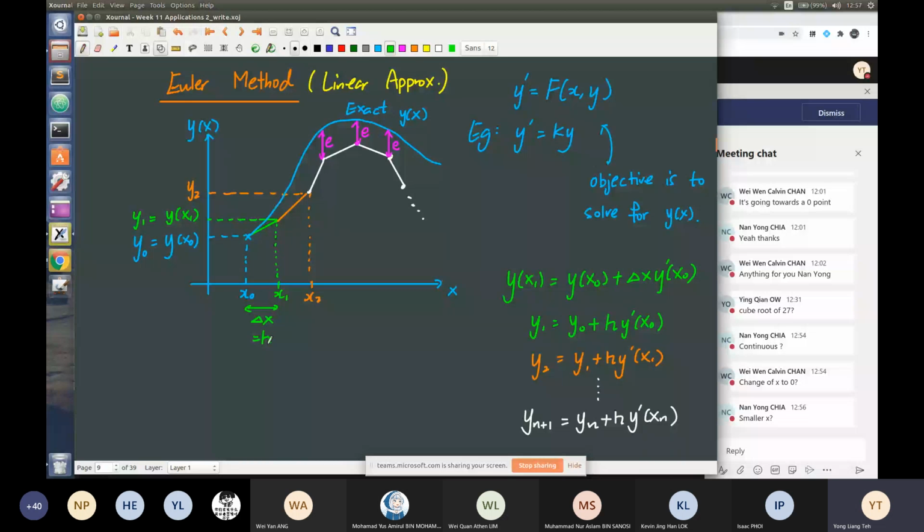If you choose an h that is small, then clearly you are going to get maybe something like that. You get a small approximation, then small approximation. The gap is very small. So you can see this white approximation is able to trace this exact y of x more accurately. So therefore you should choose a smaller h.